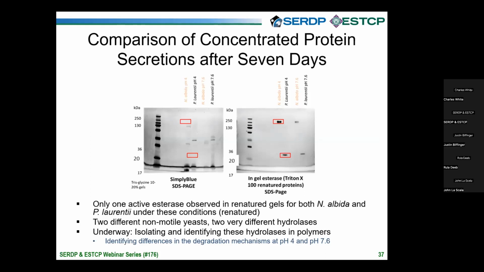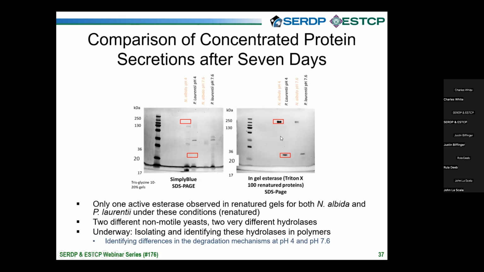So if the majority of cells are not viable after 4 days, what exactly are these organisms using to degrade these polymer coatings, and how are the cells utilizing them? So what we did was we compared the secreted proteins after being concentrated in nutrient-rich broths, isolated from both Papillotrema laurentii and Naganitia albida. And here we show 2 different electrophoresis gels. This gel over here is stained with just a simple blue Coomassie stain, and we're showing the different protein fractions that we have. And then we ran the 2 gels in parallel, and we had a second gel that is now only going to show hydrolytic proteins in the gel.